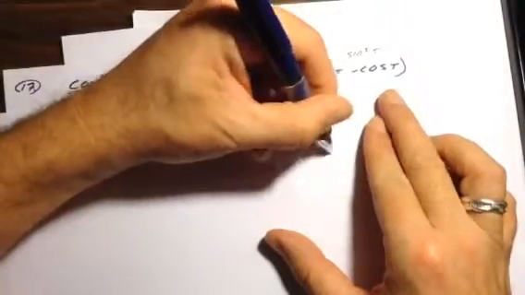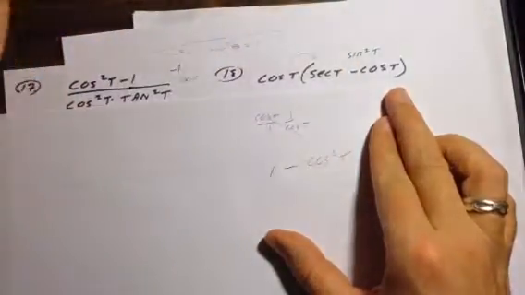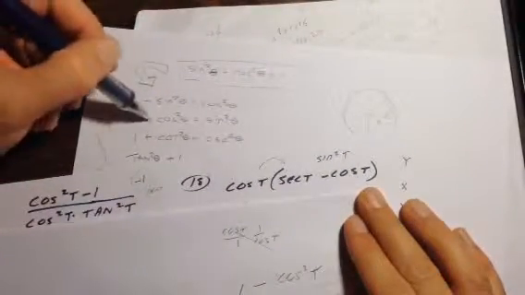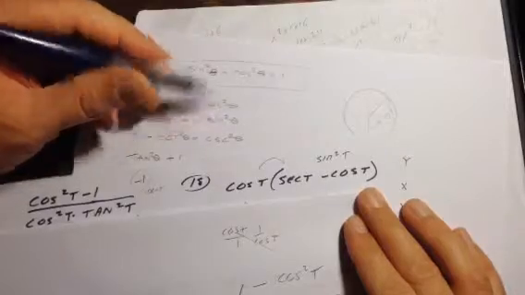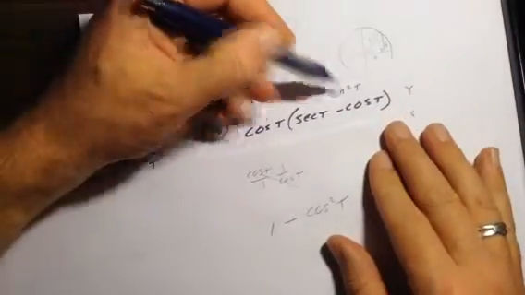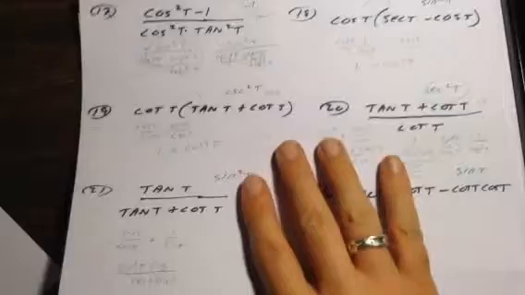So I get cosine squared t. And again, another identity. Let's see if we can find it. I think it's right here. Yep, 1 minus cosine squared theta is sine squared theta. And we're done. That one's done too. Okay, let's try again.